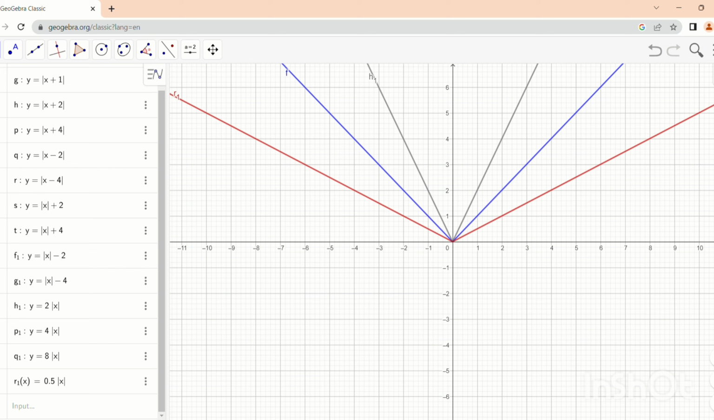So here a acts as a slope. These are all examples of vertical shrinking, or otherwise the graph is wider. Earlier the graph was narrower than the original graph. Now the graph is wider than the original graph or the parent graph.